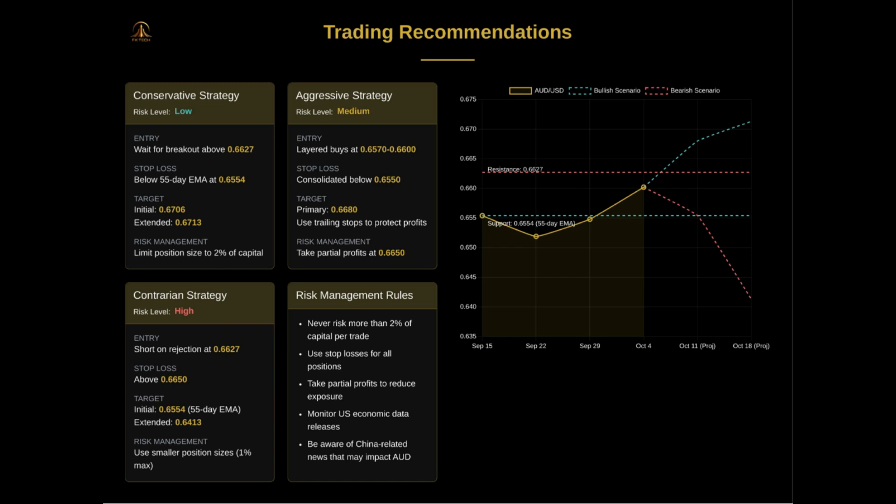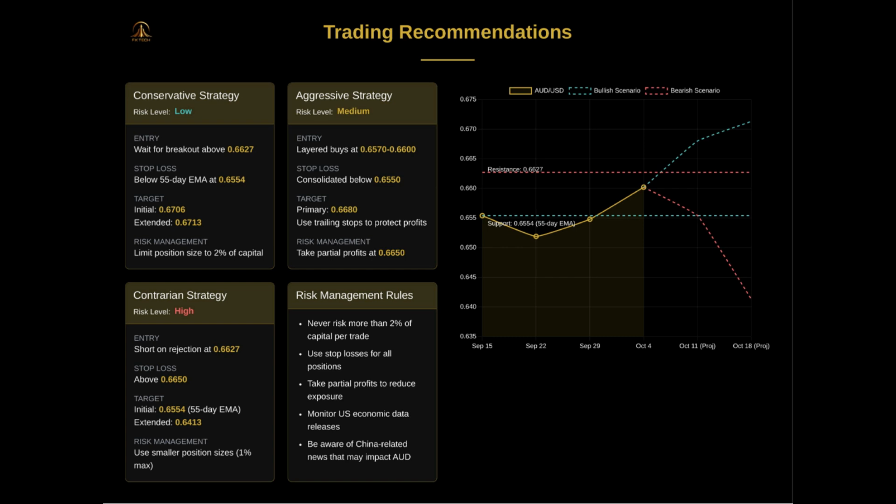Based on our analysis, we offer 3 distinct trading strategies. For conservative traders, wait for a clear breakout above 0.6627 before establishing long positions, with stops below the 55-day EMA at 0.6554 and targets at 0.6706 and 0.6713.